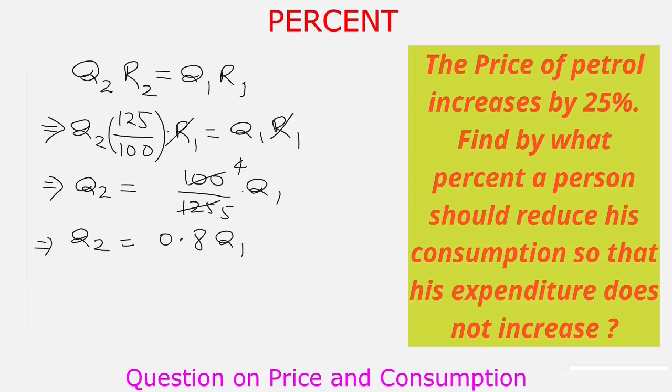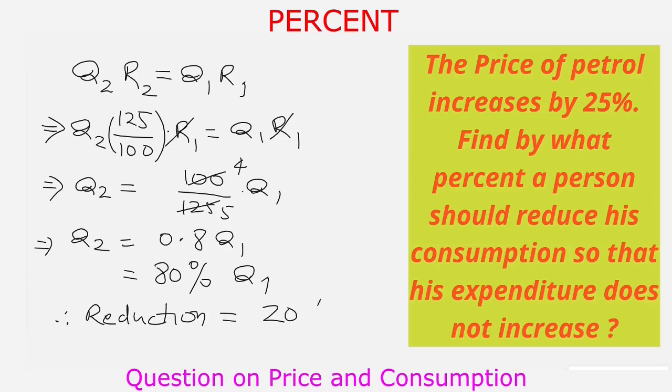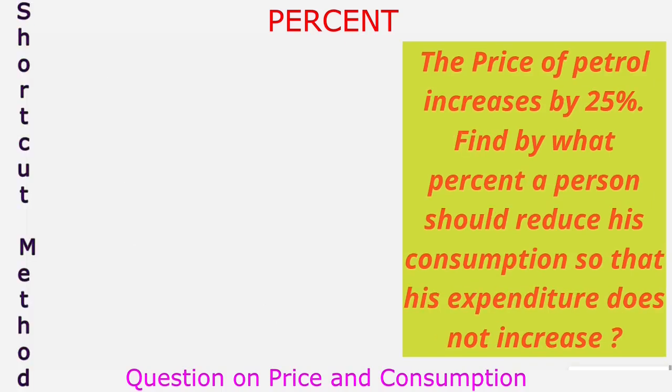In percent term, this is 80% of Q1. Q2 equal to 80% of Q1. It means that you have to reduce your consumption by 20%. Therefore, reduction is equal to 20%. We solve it by another method, a shortcut method.